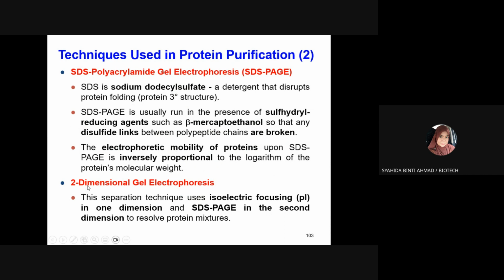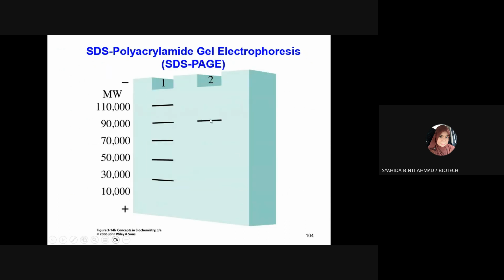Similar to the 2D gel, but this one you can separate in another dimension, isoelectric focusing, where you can separate the protein according to their pH as well as their size. This one is only 1D, or what we call SDS-PAGE. You can only separate from the higher molecular weight to the smaller molecular weight. This is how they migrate from the negative to the positive electrode.